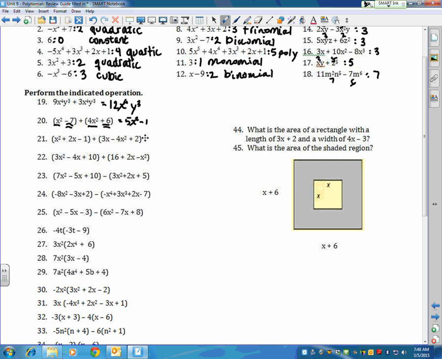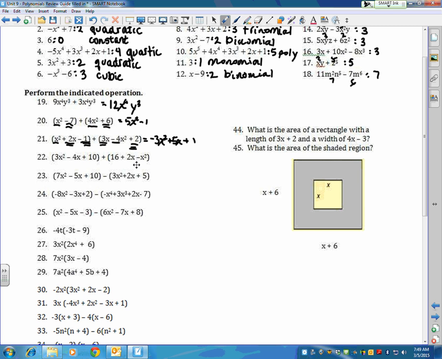Start with your highest power. That makes it a little easier for you. If you have x squared, negative 4x squared gives you negative 3x squared. 2x plus 3x gives you 5x. Negative 1 plus 2 gives you 1. And that's your answer.